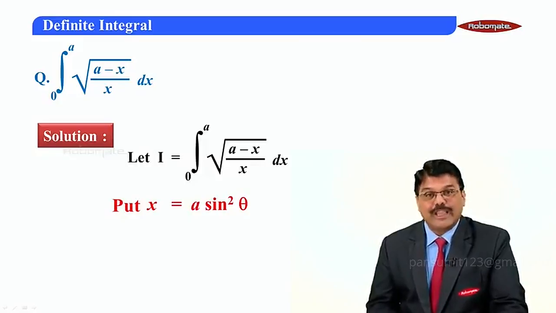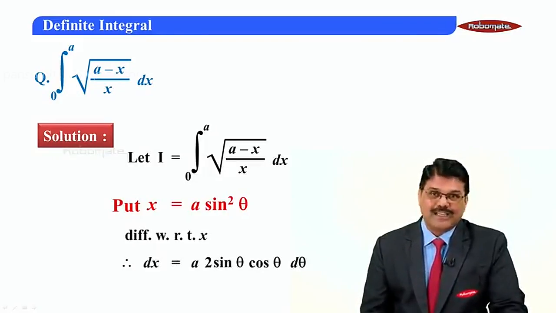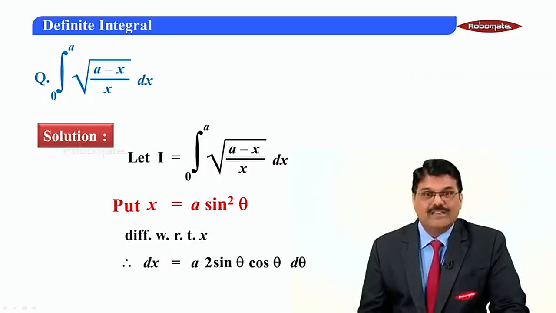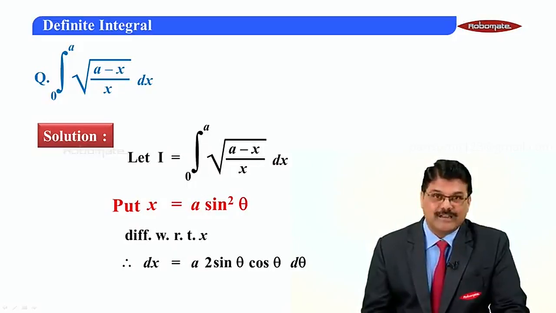Put x is equal to a sin square theta. That is a substitution. Differentiate with respect to x, we'll get dx is equal to a outside. Derivative of sin square theta is 2 sin theta cos theta d theta. Right?